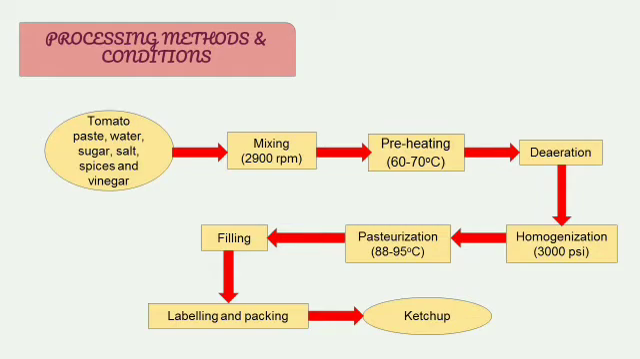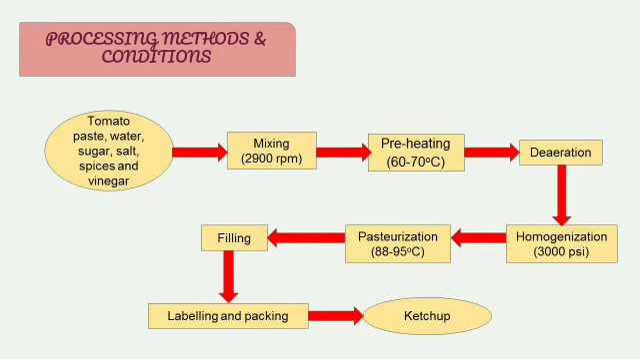Now, let's move on to the processing methods and conditions of tomato ketchup production. Firstly, the ingredients such as tomato paste, water, sugar, salt, spices, and vinegar will be added into the mixer and mixed at 2900 rotations per minute. Secondly, it will undergo a preheating process to heat it up to 60 to 70 degrees Celsius.